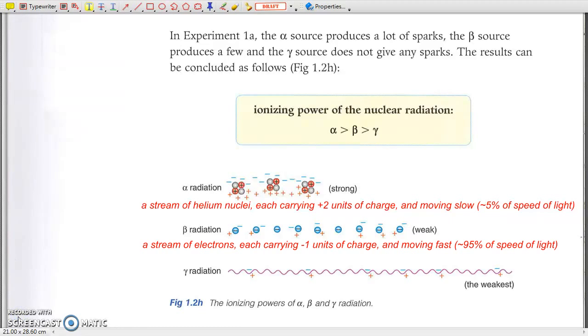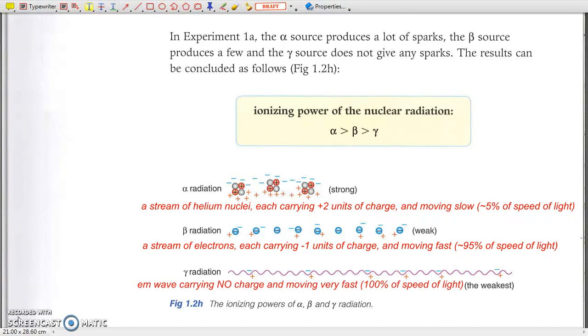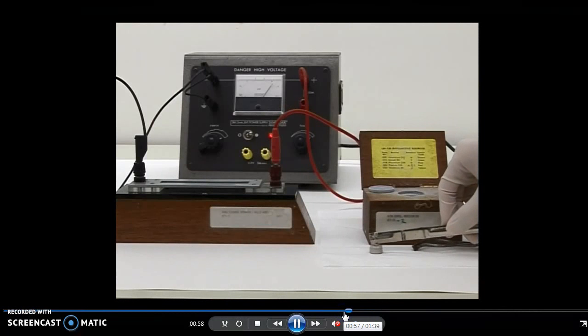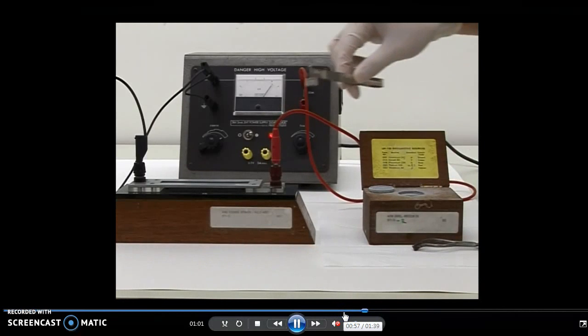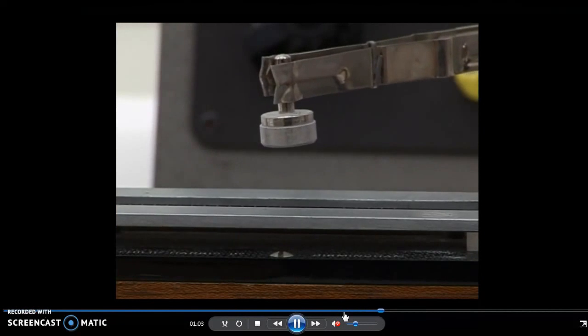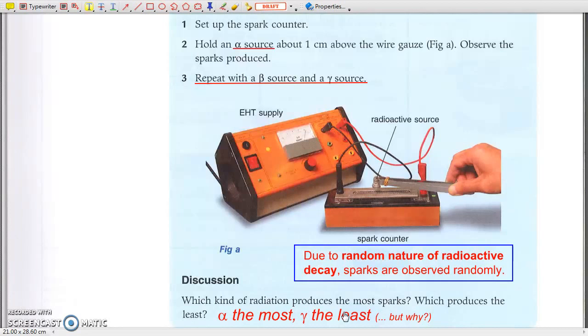Beta particle is a stream of electrons, each carrying 1 unit of negative charge. It is moving fast, close to the speed of light, and that explains its weaker ionizing power. Gamma radiation is an EM wave carrying no charge and moving at the speed of light. And that's why it can hardly produce any ion pairs. Also, sparks are observed randomly, and therefore nuclear radiation is emitted at random. This is called random nature of radioactive decay.